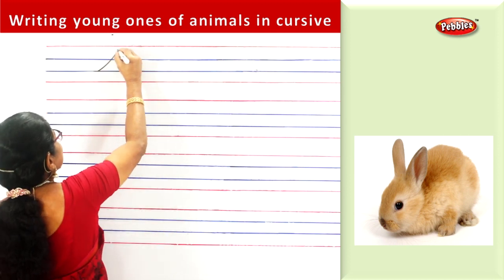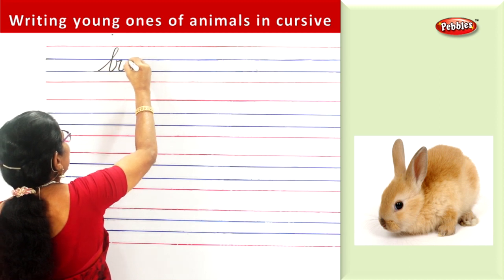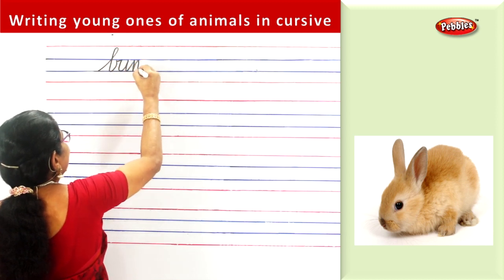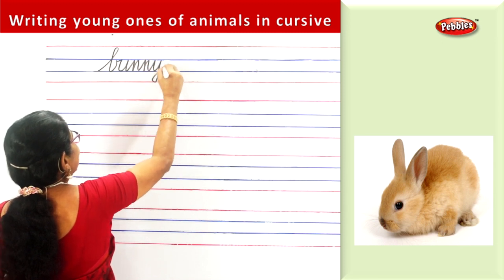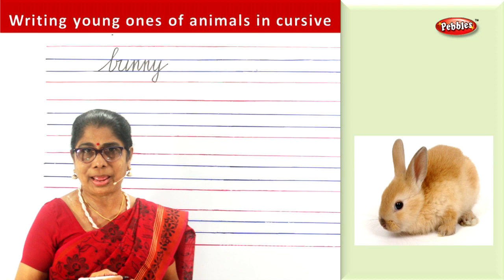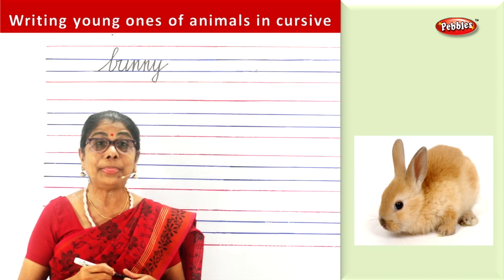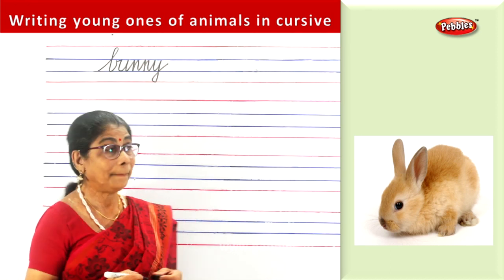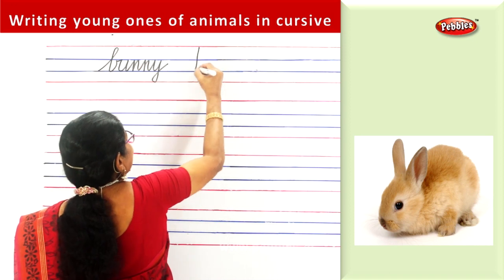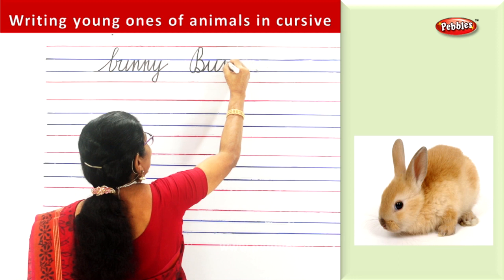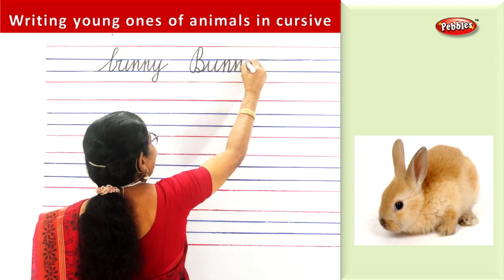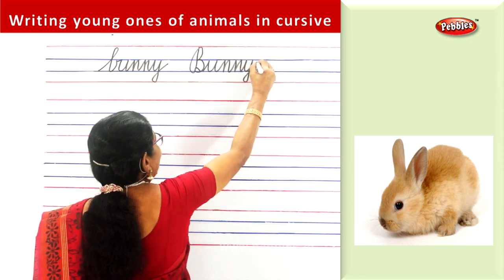B, U, N, N, Y. Bunny is a baby rabbit. Let's write the B capital. B. B-U-N-N-Y.